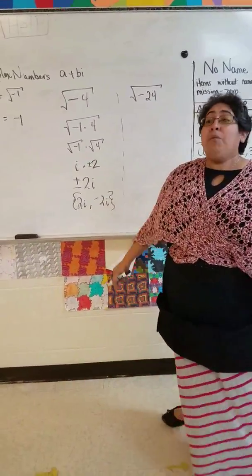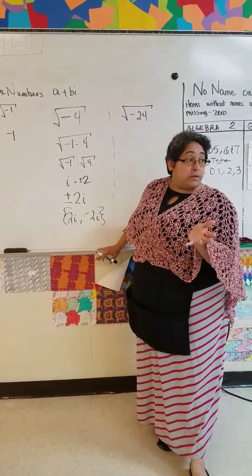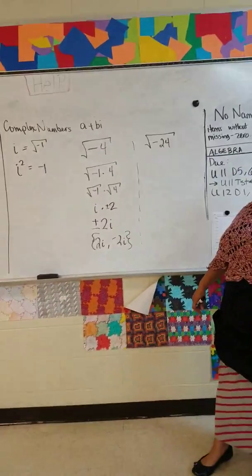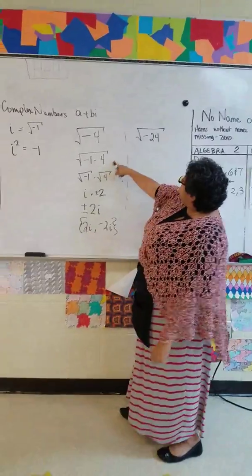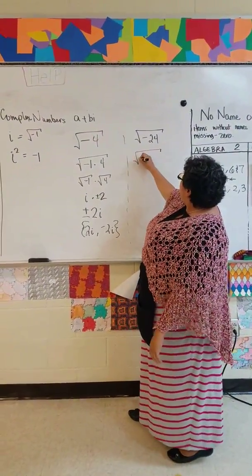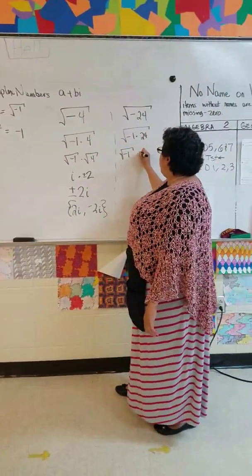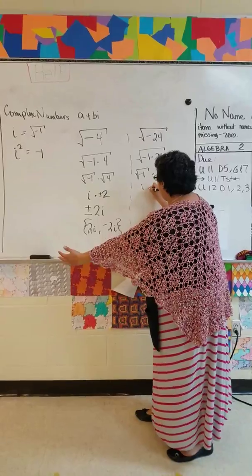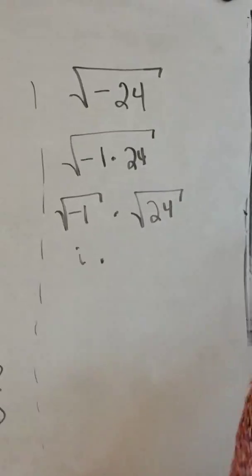I ruled out 65 also because it doesn't have any perfect squares in it, which we need in order to make this happen. So the first step remains the same. I'm going to separate this into a -1 times 24. Next step of the game remains the same. I'm going to pull out the -1 so I can turn it into an i. And now I'm left trying to figure out what the square root of 24 is.